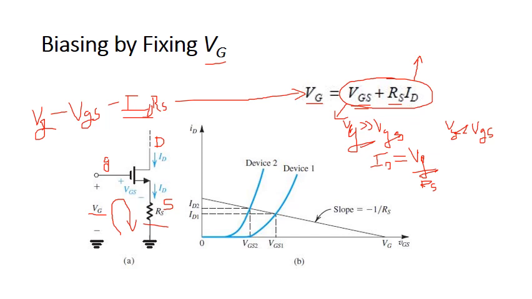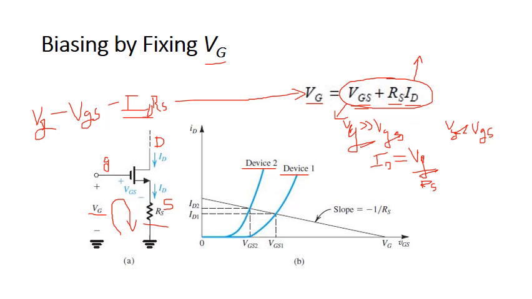So as a result, by fixing Vg, we can have a stable ID. If you consider the ID-VGS characteristics of these two devices, Vg is fixed. This is the device characteristics, which is represented by a slope over here, which indicates the constraints by the biasing circuit.